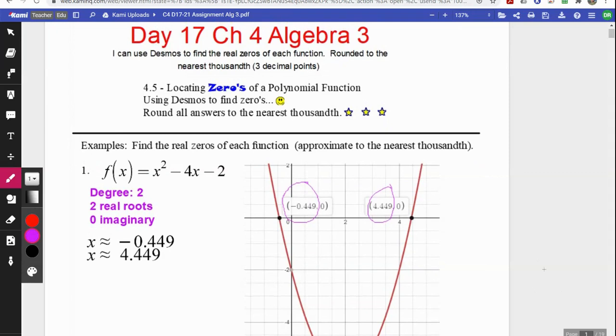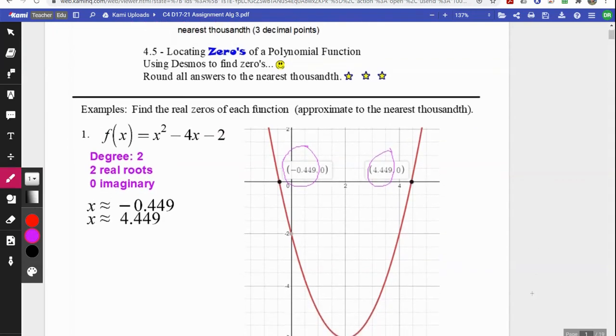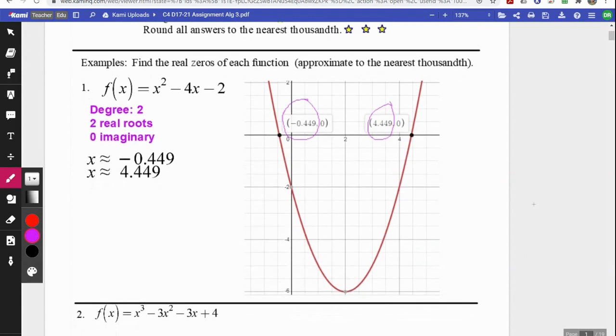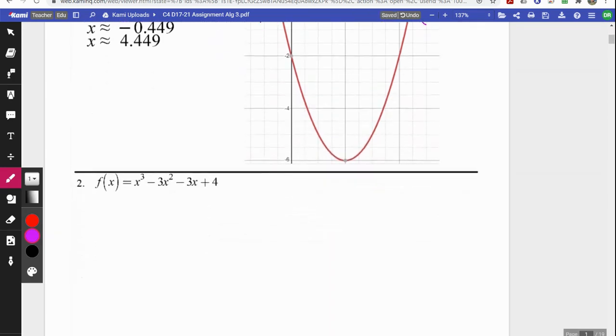We're going to locate the zeros of a polynomial function using Desmos. And, just if we have long decimals, just round them to the nearest thousandth. So here's an example. You just plug them straight up into Desmos. It's degree 2, as you can tell, because its highest exponent to a variable is 2. So you have 2 real roots because both of the roots are x-intercepts, and there's only 2 total. So we'll try our own.